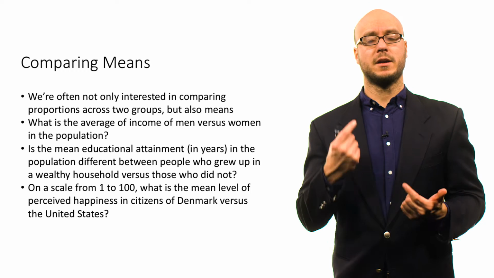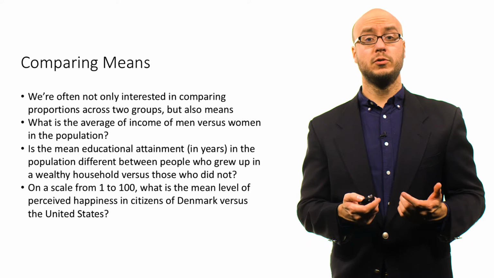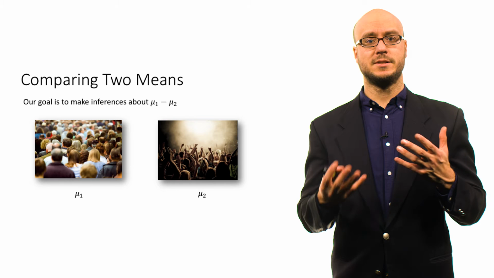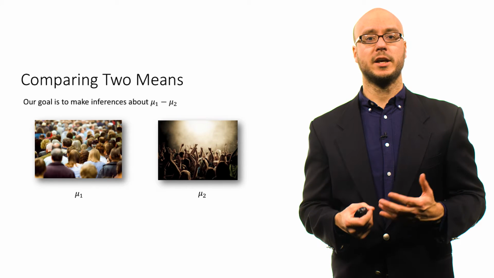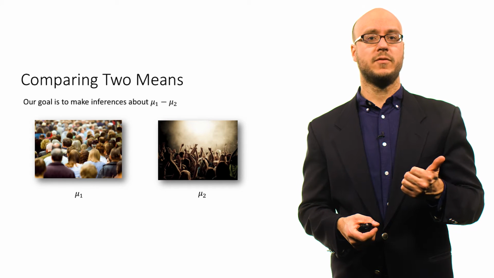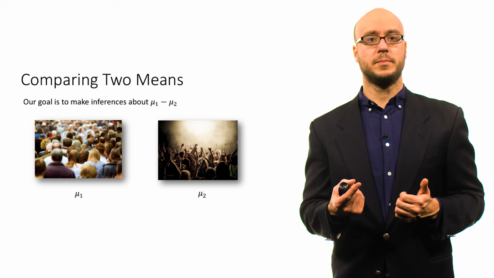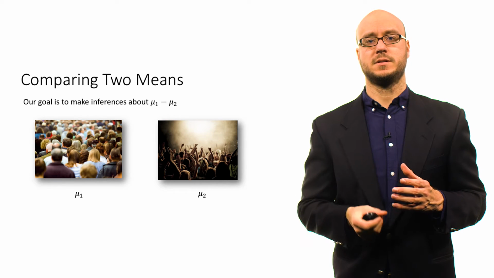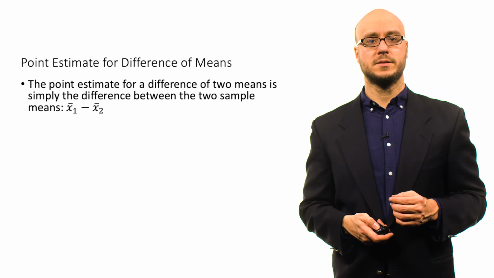The idea is that we want to compare the mean of two groups, and we want to say something about the population. Right? So this is kind of the comparison we're making. You have a mean of one population and the mean of the other population. And our goal is to make inferences about the difference of these two means.